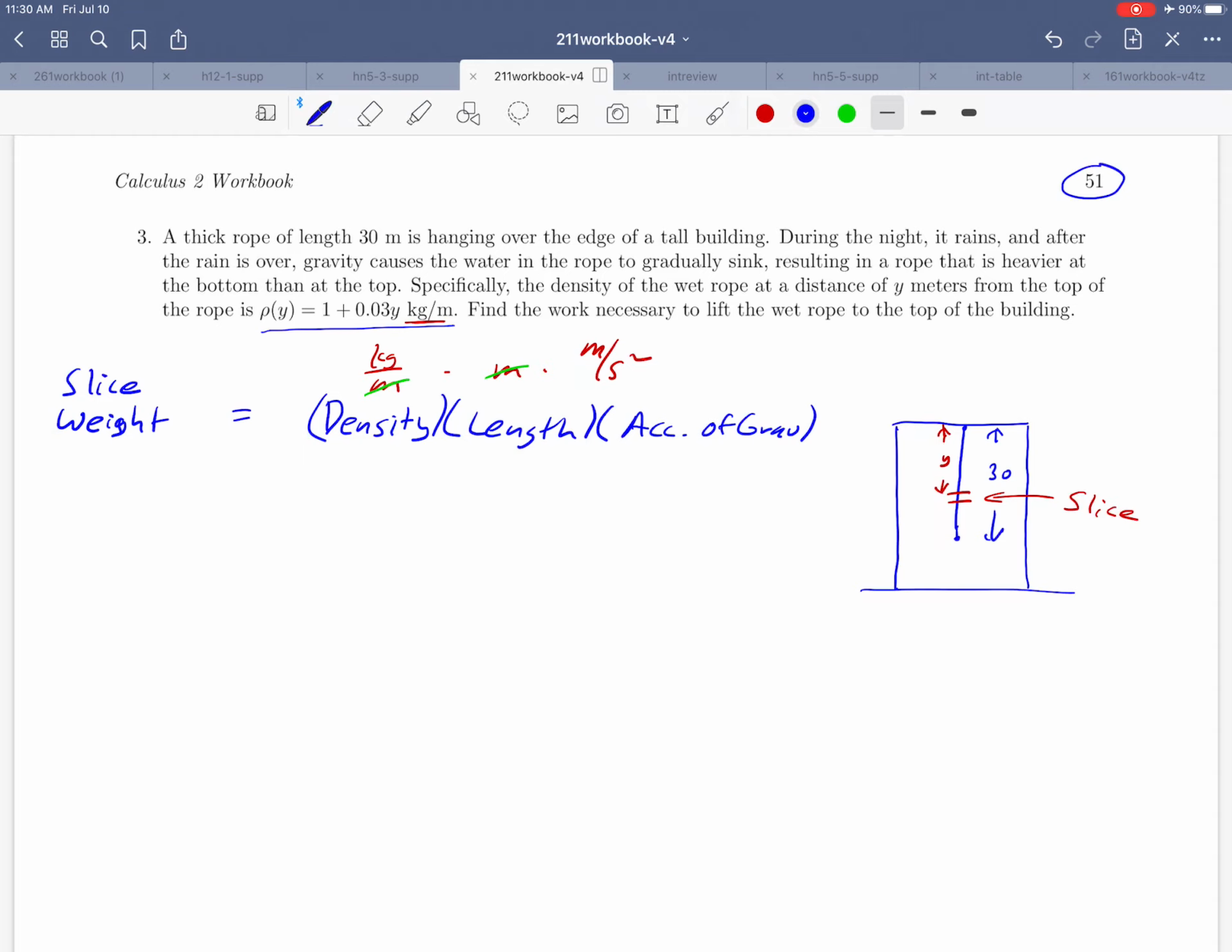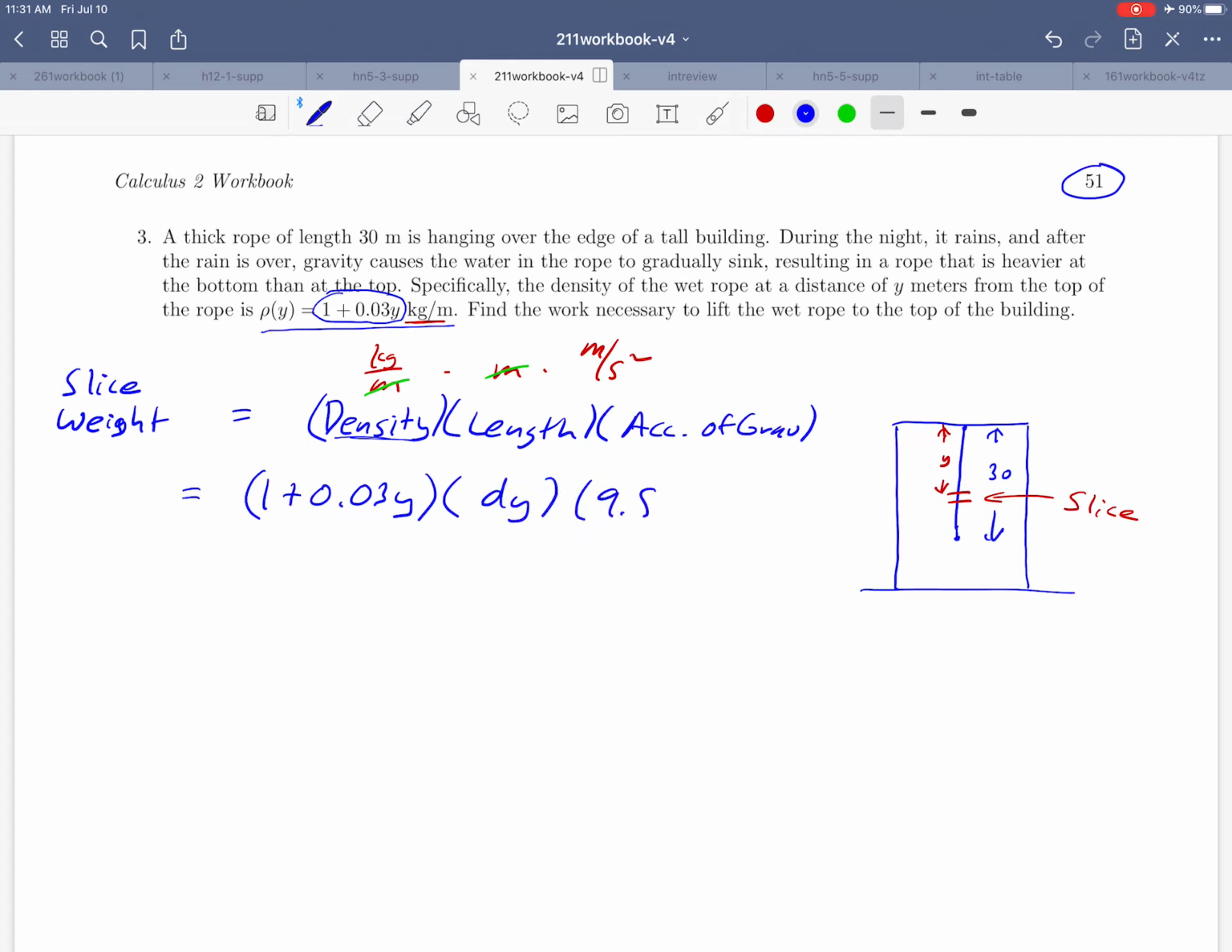Now there's one other interesting feature to this problem, and that is that the density is not constant in this case. They're telling us that the rope is heavier at the bottom than at the top. So instead of having a number for the density, we've got a function. It depends on the value of y, where we are in the rope. That's okay though. It just means we're going to have an expression instead of a constant for that density. The length of the rope, as we've been calling it, is just dy, a really thin slice, and the acceleration of gravity is 9.8.